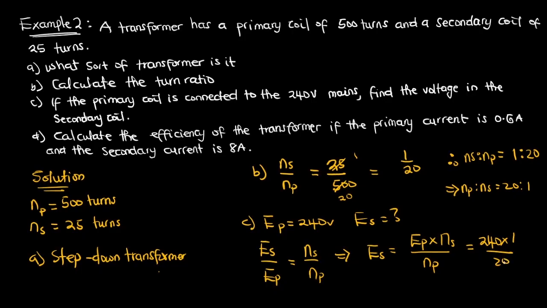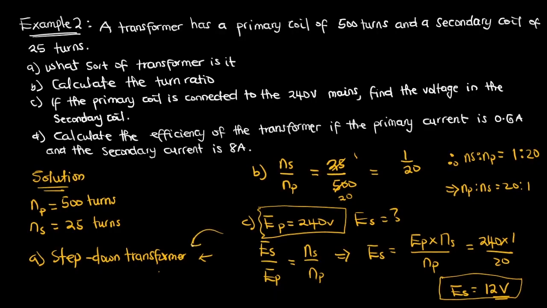So we have 20 over here. So this is basically 240 divided by 20. If you compute that, that will give us 12. So our answer is 12 volts. Now, because it is a step down transformer, we can see that the voltage applied to the transformer is 240, but it has reduced it to 12 volts. This also proves that our answer for A, which is a step down transformer, is correct, because a step down transformer steps down the voltage, or reduces the voltage output compared to the input.